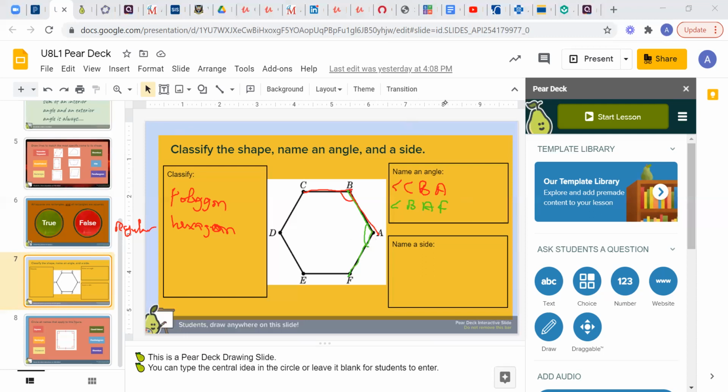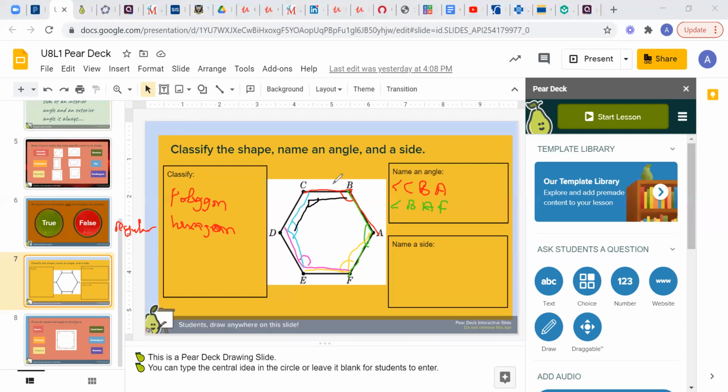So you have 6 of them. You have this angle from A to F to E. You have this angle from F to E to D. And you have this angle from E to D to C. And lastly, you have this angle from D to C to F. So you have the red, the green, the yellow, the pink, the blue, and the black. 1, 2, 3, 4, 5, 6.